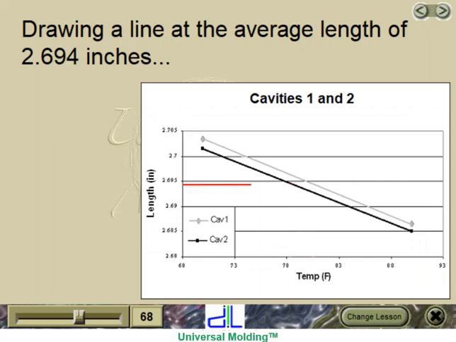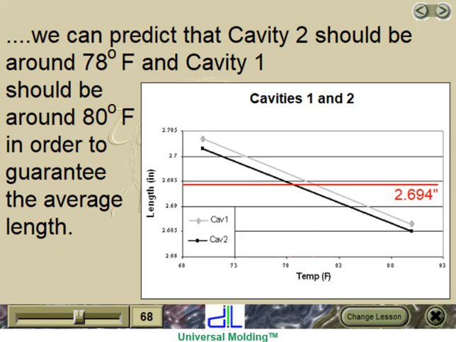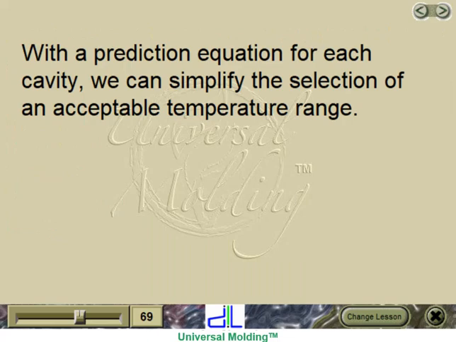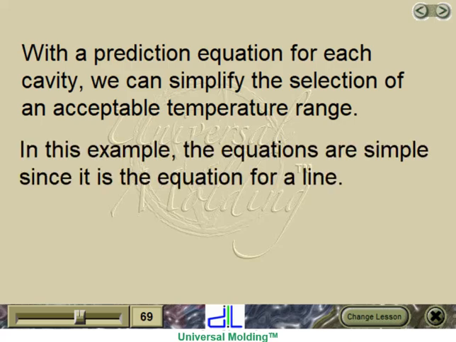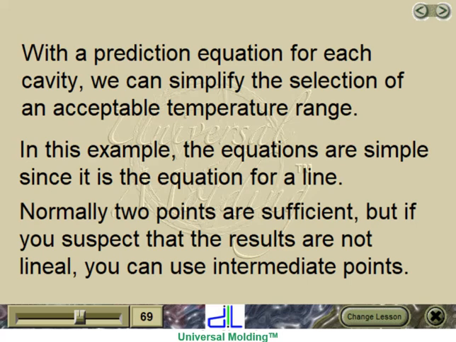Drawing a line at the average length of 2.694 inches, we can predict that cavity 2 should be around 78 degrees Fahrenheit and cavity 1 should be around 80 degrees Fahrenheit in order to guarantee the average length. With a prediction equation for each cavity, we can simplify the selection of an acceptable temperature range. In this example, the equations are simple since it is the equation for a line. Normally 2 points are sufficient, but if you suspect that the results are not lineal, you can use intermediate points.